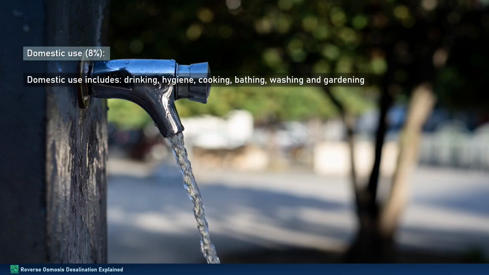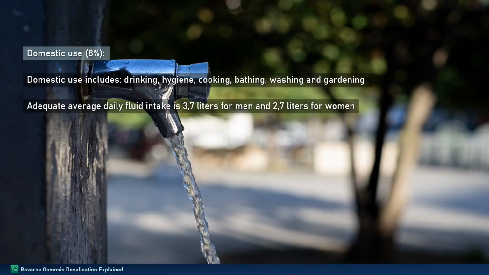Domestic use of water amounts to only 8% of total use. It includes indoor and outdoor household purposes such as drinking, hygiene, cooking, bathing, washing, and gardening. The human body cannot survive without water. In fact, human body weight is made of 50 to 60% water.